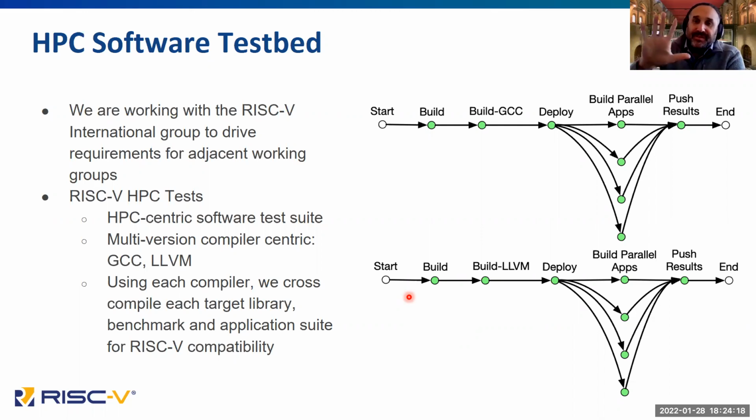We want to come up with a dashboard that says all of the stuff runs on this version and so forth, and track that. But you start with a pull request. It does a build. It can do GCC or LLVM. It can do a deploy of various parallel builds of the application. And then the results are pushed back. And if it successfully compiles, we can check that off as something that compiles.